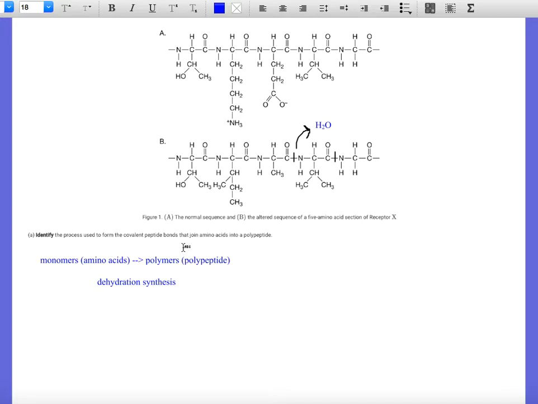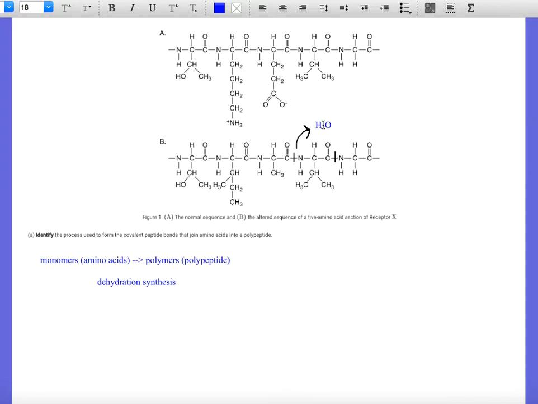So that's really about it for question 1. And it's the same no matter what it is: amino acids into polypeptides, monosaccharides into polysaccharides, nucleotides into nucleic acids. Anytime you get monomers into a polymer, it's always going to be dehydration synthesis.